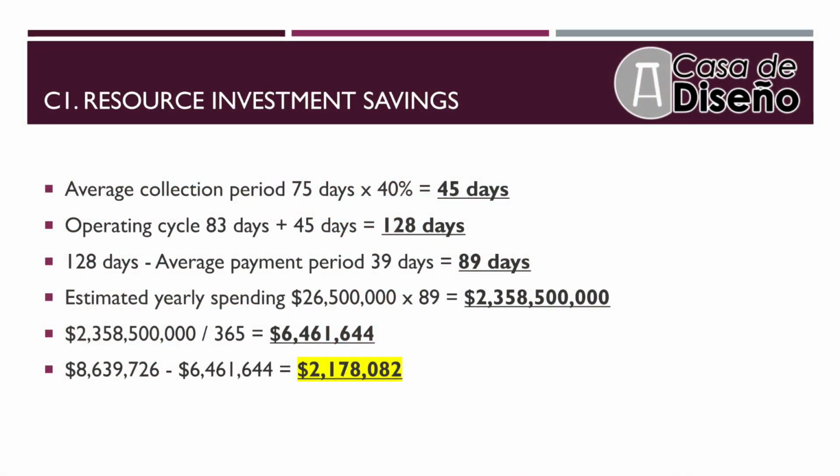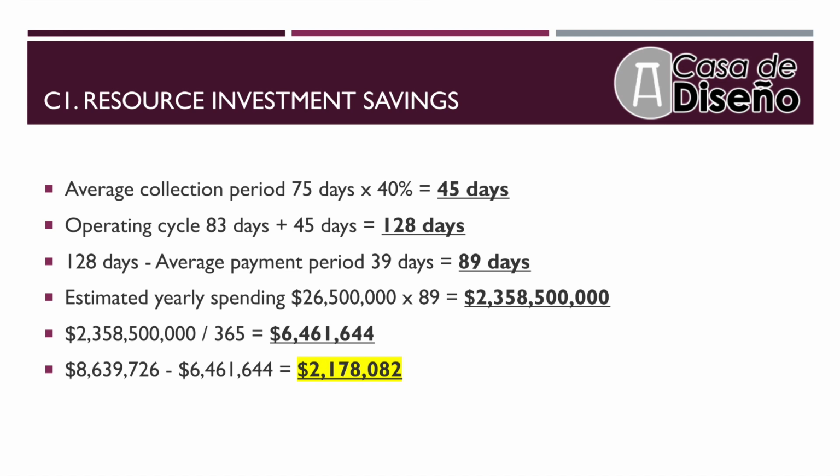start with calculating the new average collection period. By offering credit terms of 3/10 net 60, the average collection period could be cut by 40%, which would make it 45 days. Next, we add the 45 days to the average operating cycle of 83 to get 128 days. By subtracting the average payment period of 39, we have a total of 89 days.